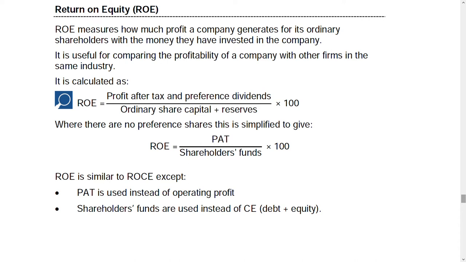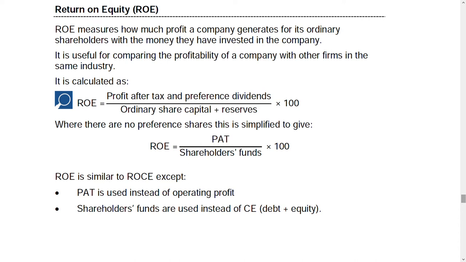When you read the scenario, you need to know about those differences. Number one, PAT, that is profit after tax, is used instead of operating profit. Return on capital employed, what do we use? Operating profit. Return on equity, profit after tax. Second, shareholder funds are used instead of capital employed. What did we use in the ROCE? Capital employed. What are we using here? Shareholder funds.